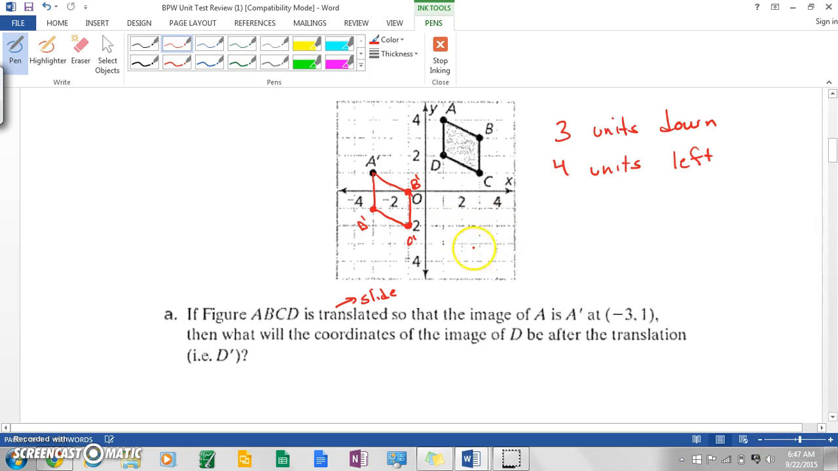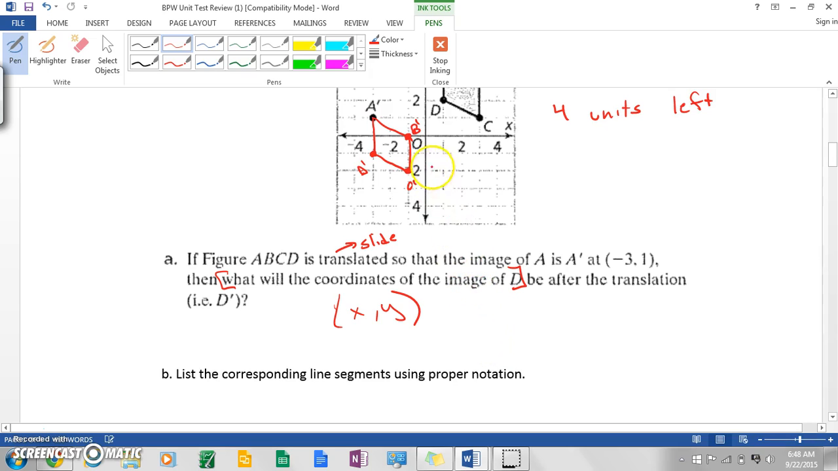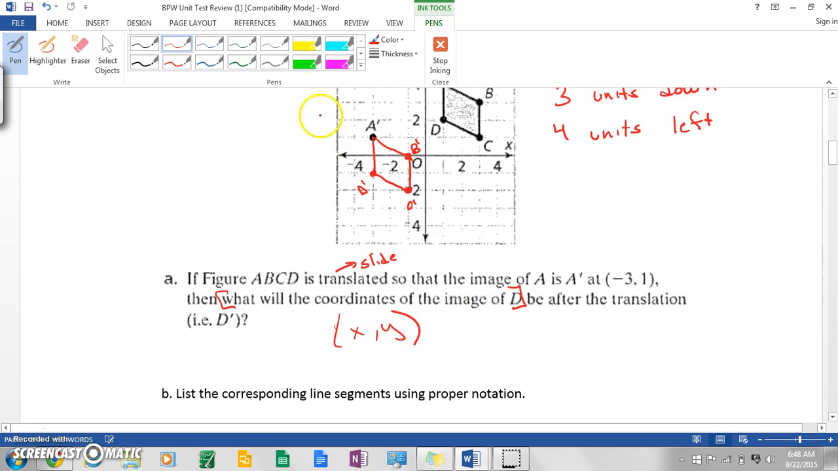Now, if we read the question carefully, there is more. The question asks, what will the coordinates of the image D be after the translation? So just doing the transformation is not enough. We have to label where D is going to be with our ordered pairs X, Y. So if we look up here, we can see that D, if we make our little connections here to the X and the Y axis, D prime falls at -3, -1.